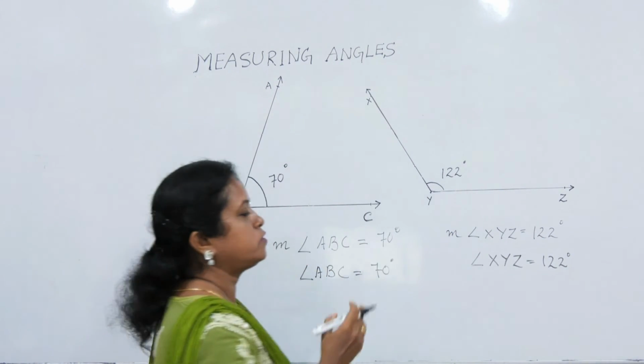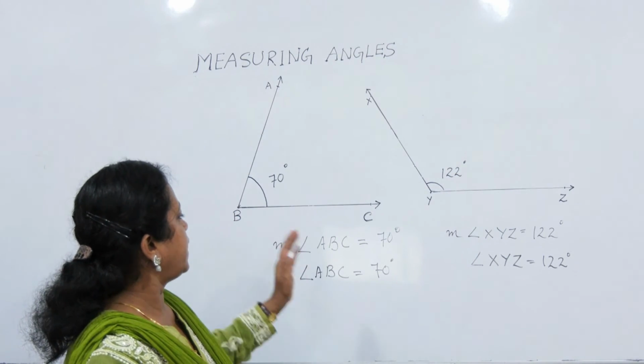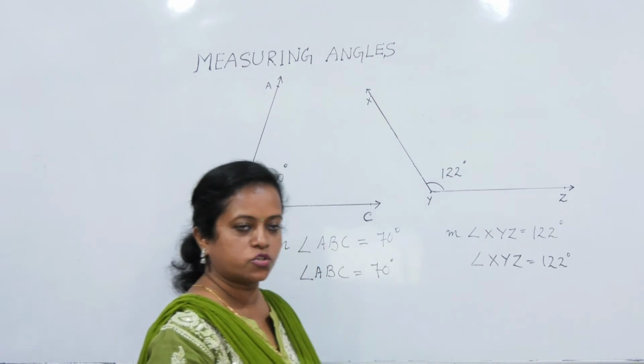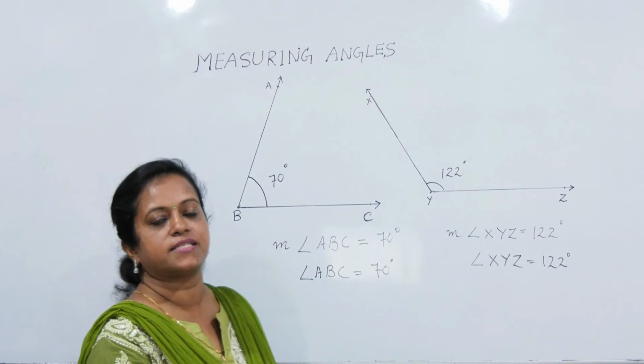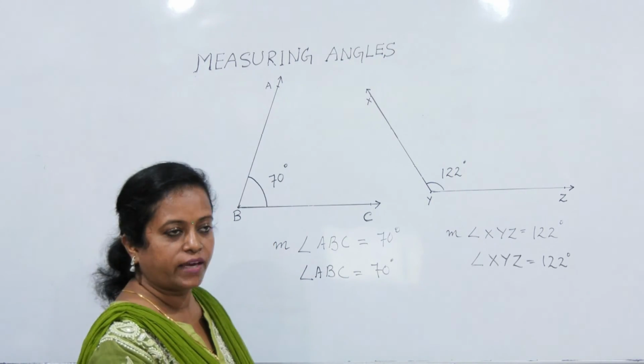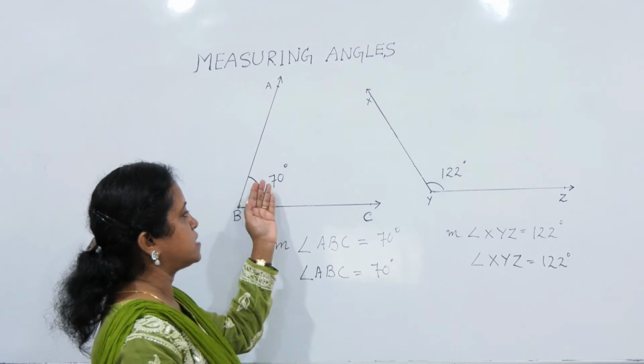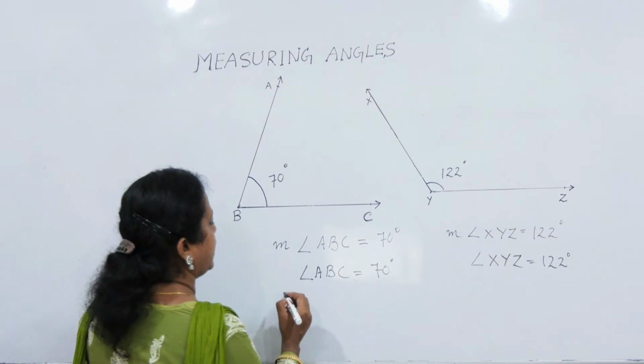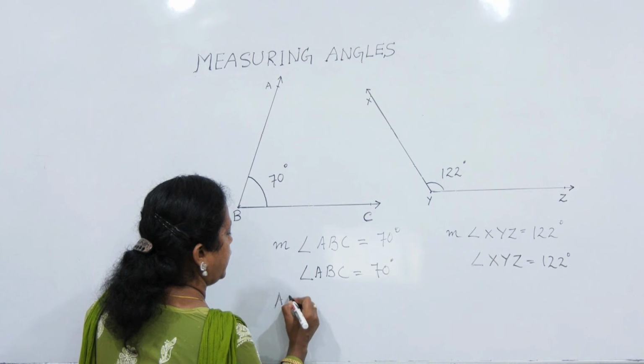Now here you have seen two examples, that is an angle which is making 70 degree, and an angle which has measure 122 degree. How will you name these angles according to the types of angles that we have learned? The first angle, because it has a measure less than 90 degree, will be an example of an acute angle.